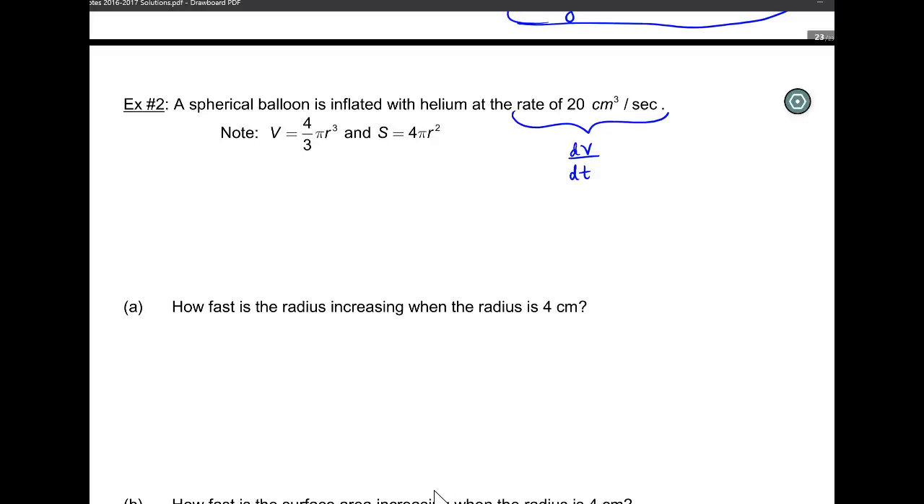Well, notice what I gave you was volume. So for the first part, I'm going to use the volume formula. And we want to know how fast is the radius increasing. So we're looking for dr dt, right at the moment when the radius is 4 centimeters, but just be aware that this is not a constant. So since I was given dV dt, I'm going to start out with V equals 4/3 pi r cubed. And again, since I have no constants, I'm going to go right to doing d dt of both sides.